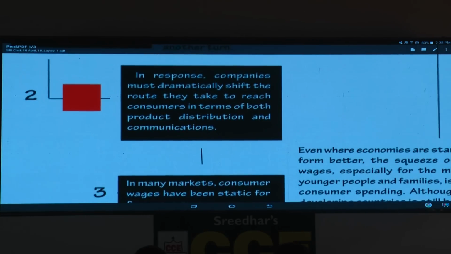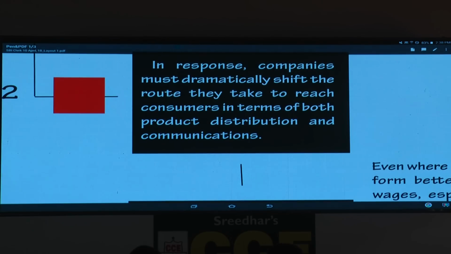And why this red block? If you go to the previous page, here the second major idea, what is it? He talks about the response. First he presents one idea, then he says what is the response. First he talks about consumer behavior, the changes. Then he talks about the response of the companies. He talks about a particular segment. In response, companies must dramatically shift the route they take to reach consumers. He talks about two aspects here, one is product distribution and the other is communications. So this red block, two dimensions.